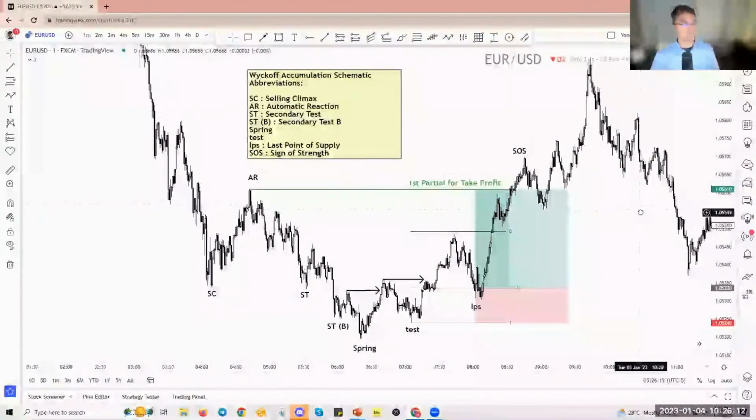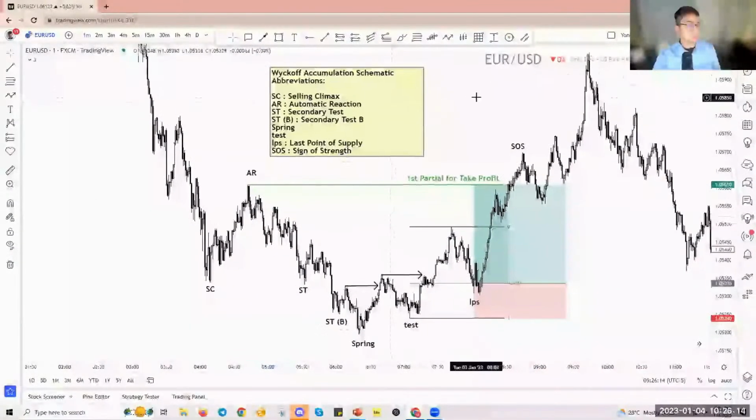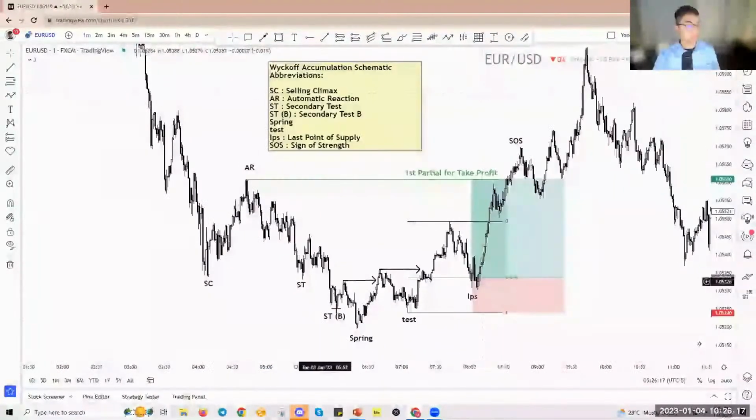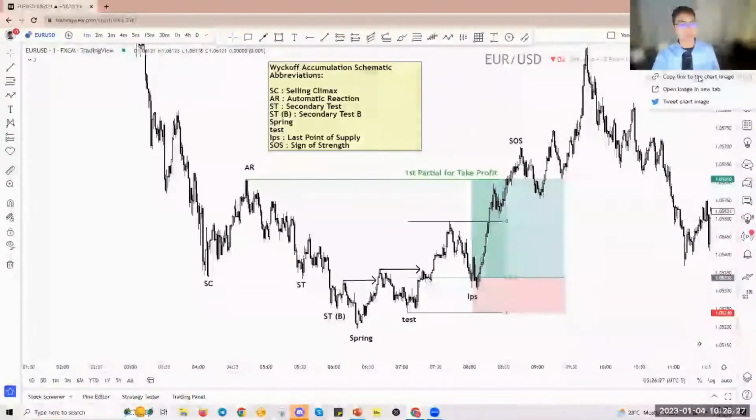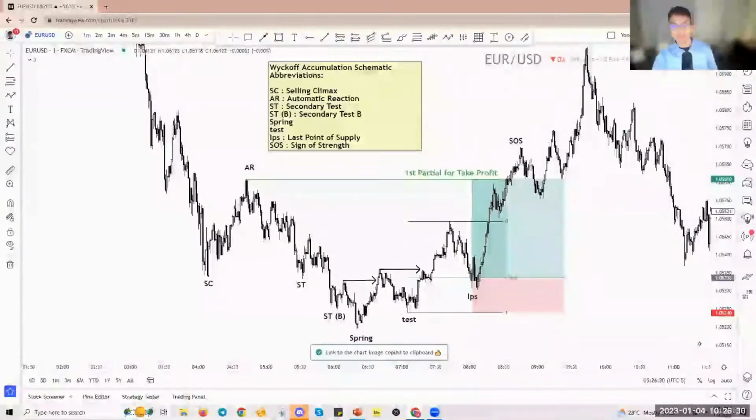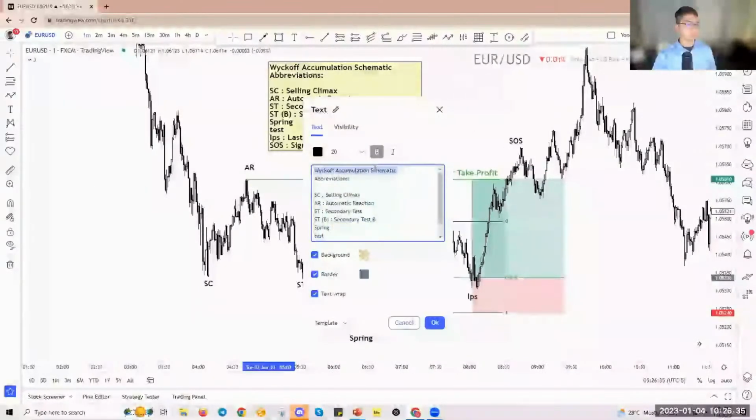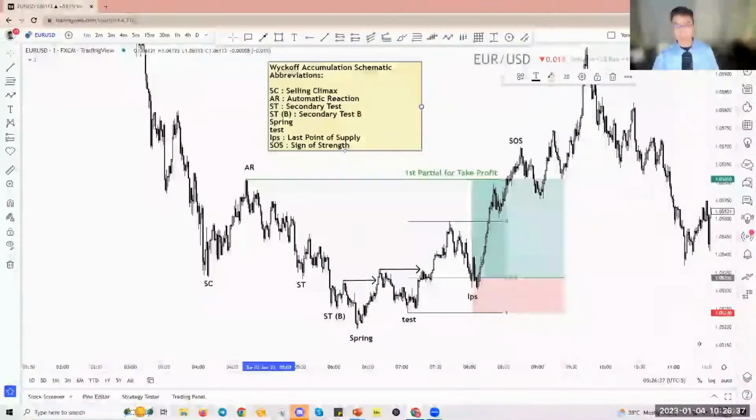All right. So yeah, this is the entire Wyckoff accumulation schematic. Okay, I will copy the link to the chart image and send it to everyone. This is the Wyckoff accumulation schematic on the 1 minute chart. Before I move on to distribution, reaccumulation, and redistribution, you guys have any questions, feel free to let me know, if you understand the schematic so far and how to spot it.